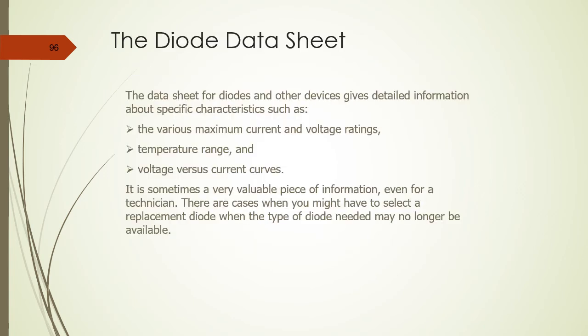Now we go to this diode data sheet. If you ever look at the data sheet for diodes and other devices, it gives detailed information about specific characteristics, such as the maximum current, the voltage rating, the temperature range, the voltage versus current. It's sometimes a very valuable piece of information because you sometimes have the diode, but you don't have any information on the diode. So besides using a multimeter, you may also refer to the diode datasheet according to the specific code of the diode.